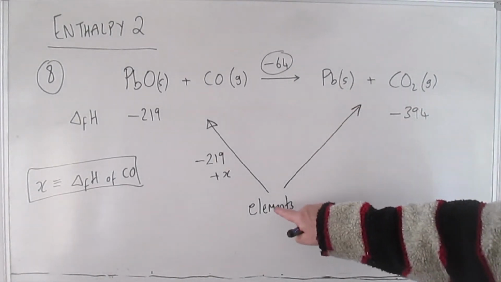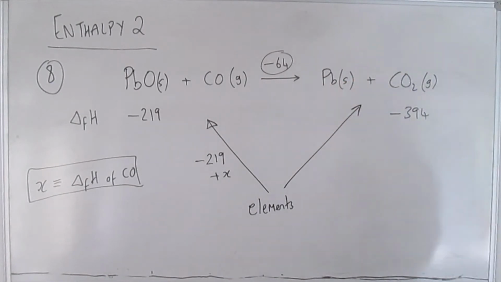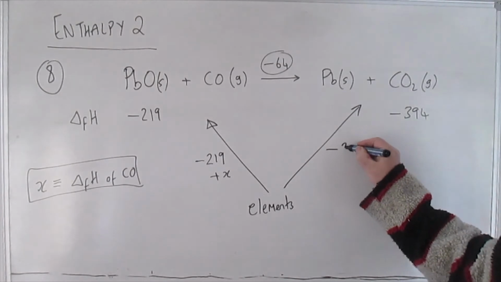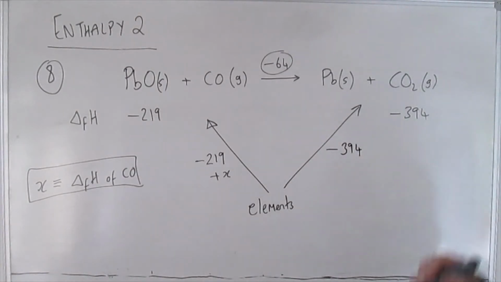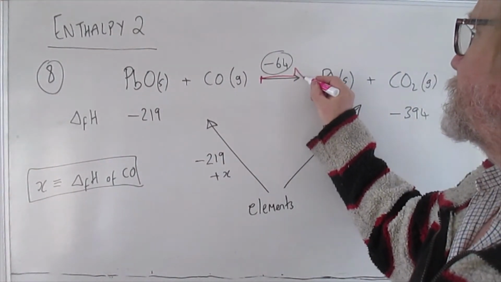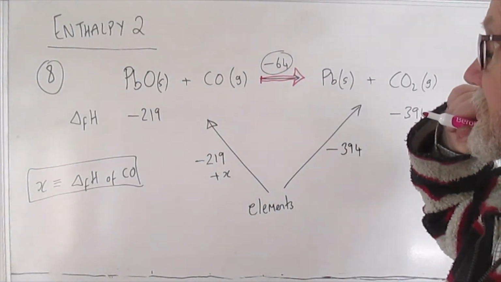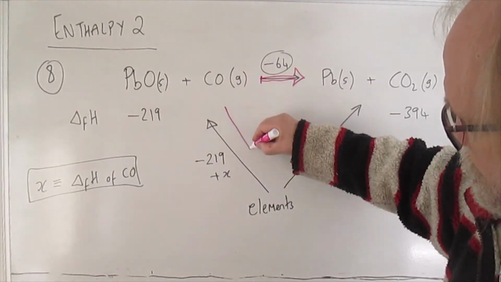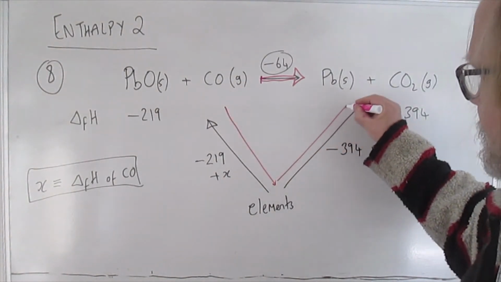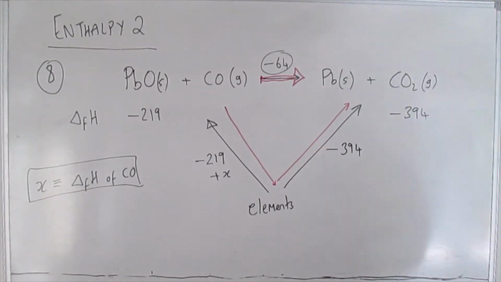Now, if we go up this way, lead is still an element, so it hasn't changed in going from elements to lead, so that's why there was no number for that, because we didn't need one. There's been no change. But CO2 is minus 394, and again there's just 1 mole of it, so that goes on to there. Okay, then we do our Hess's law thing and say, right, this is the overall change, and that enthalpy change, minus 64 kilojoules per mole, will be the same if we do it in 2 steps like that. So this plus this adds up to minus 64.